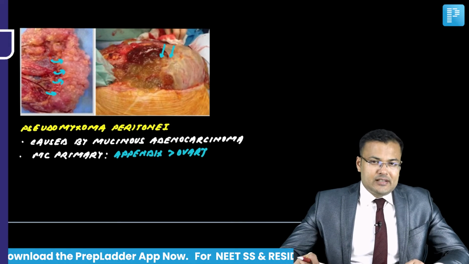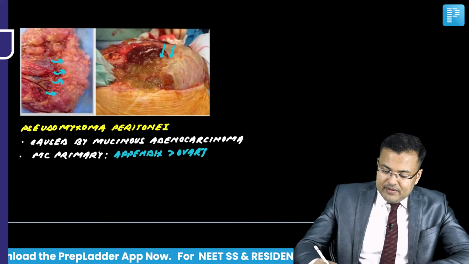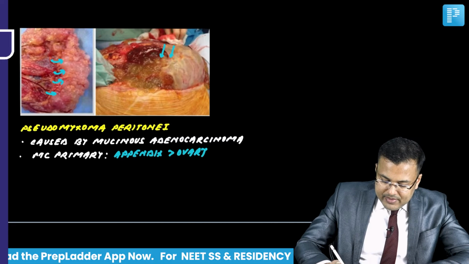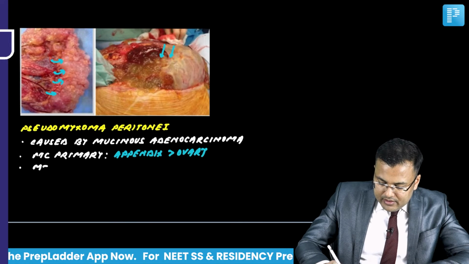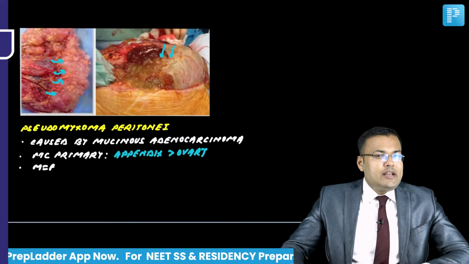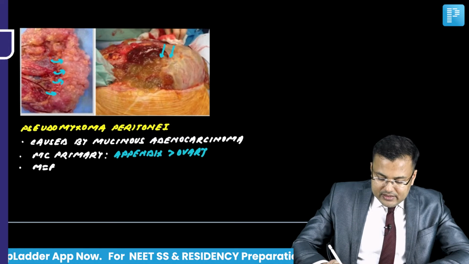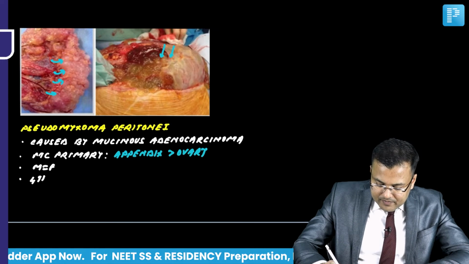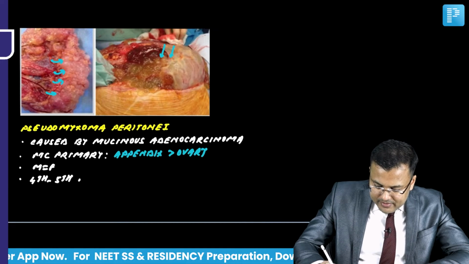If you see the incidence, it is equally common in males and females. So Pseudomyxoma peritonei is equally common in males and females. And in which particular age group is it seen? It is seen in the 4th to 5th decade.